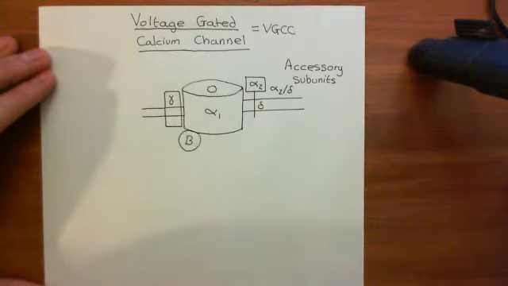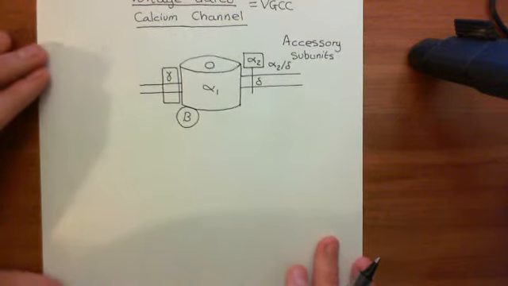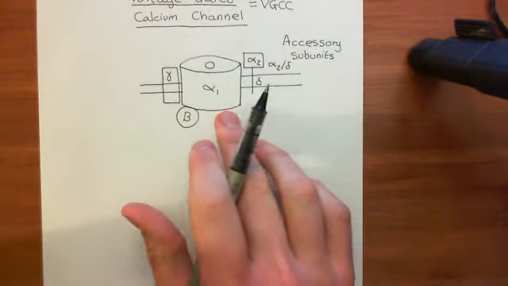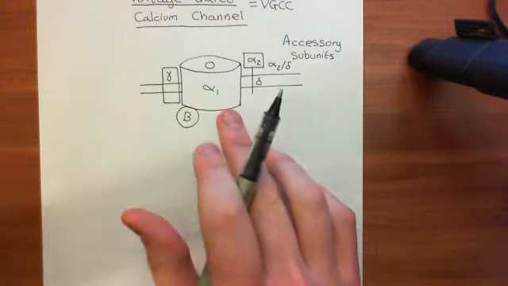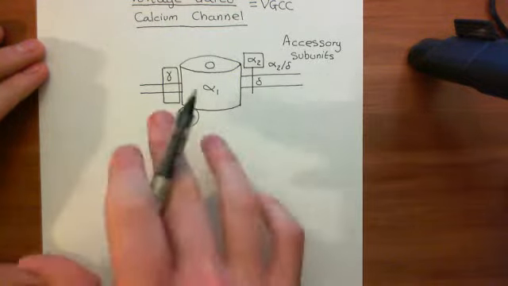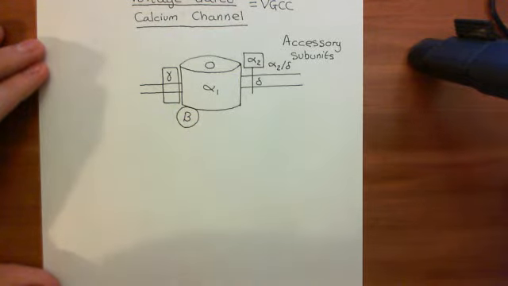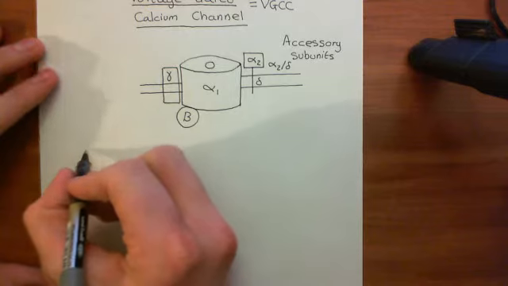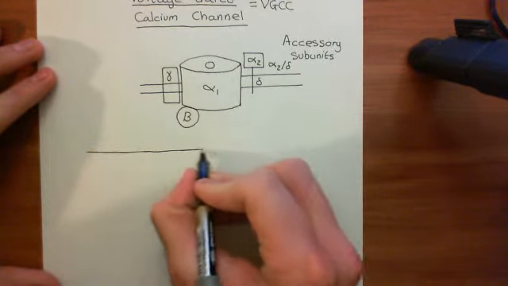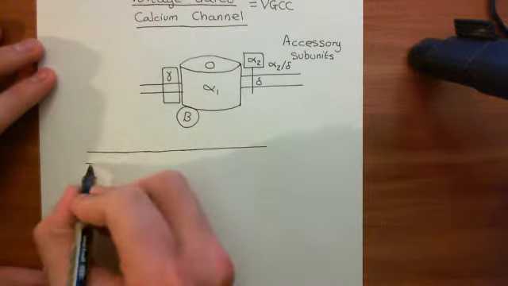So this is the structure of a voltage-gated calcium channel. Now, what I want to discuss with you is the membrane-spanning topology of the protein that is the alpha-1 subunit. Then I want to show you the structure of alpha-2, delta, gamma, and beta, and discuss the diversity in all of these subunits. So let's start with the membrane-spanning topology of the alpha-1 subunit of the voltage-gated calcium channel.